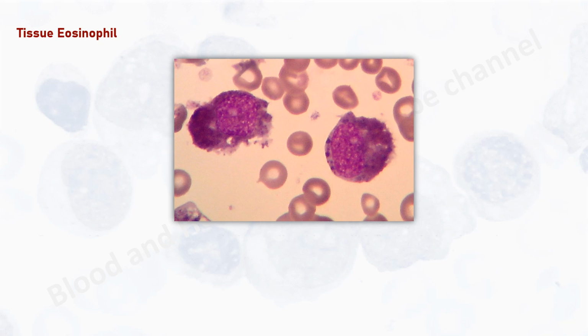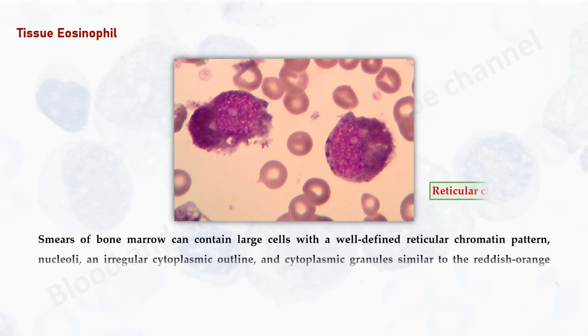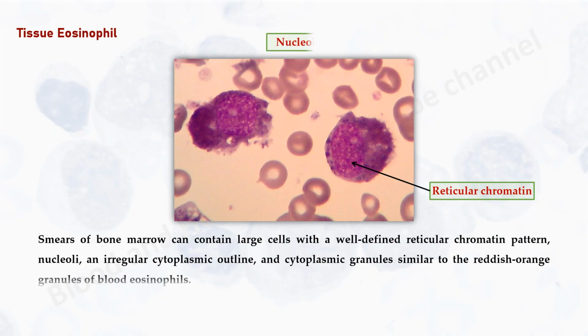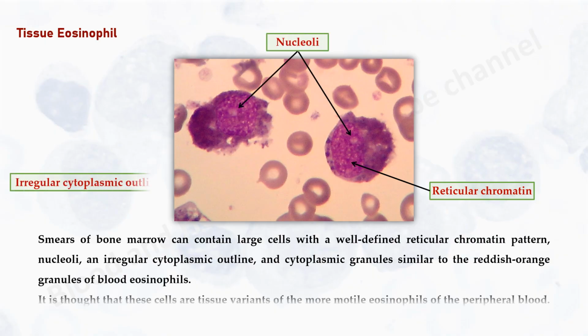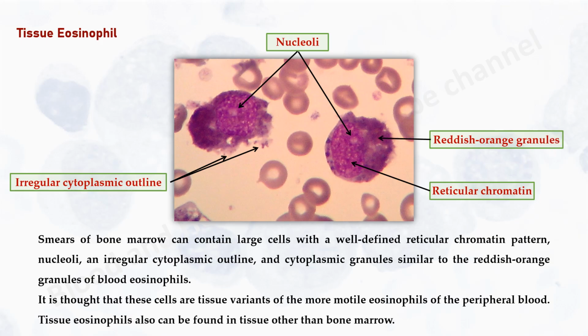Tissue eosinophils. Smears of bone marrow can contain large cells with a well-defined reticular chromatin pattern, nucleoli, an irregular cytoplasmic outline, and cytoplasmic granules similar to the reddish-orange granules of blood eosinophils. It is thought that these cells are tissue variants of the more motile eosinophils of the peripheral blood. Tissue eosinophils also can be found in tissue other than bone marrow.